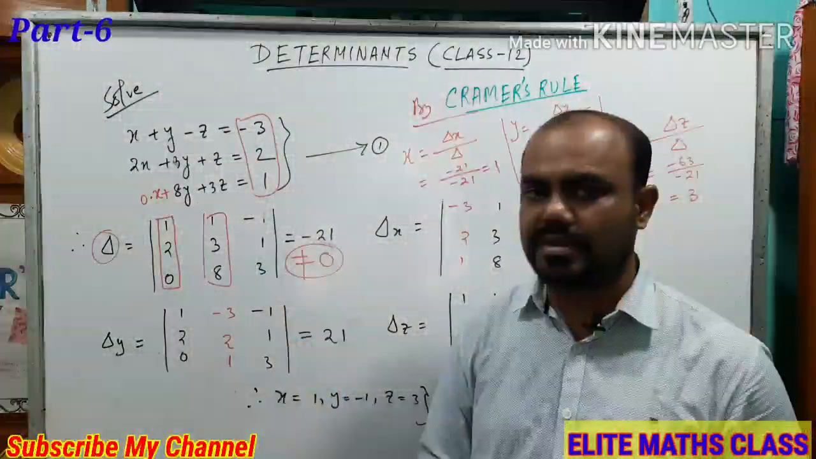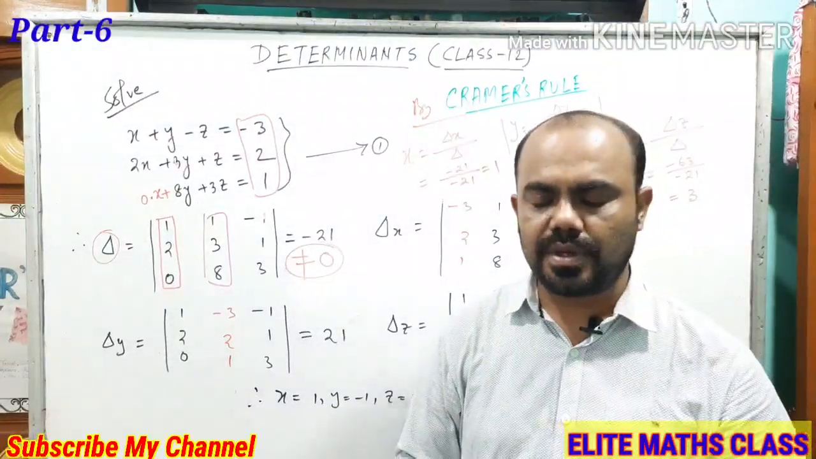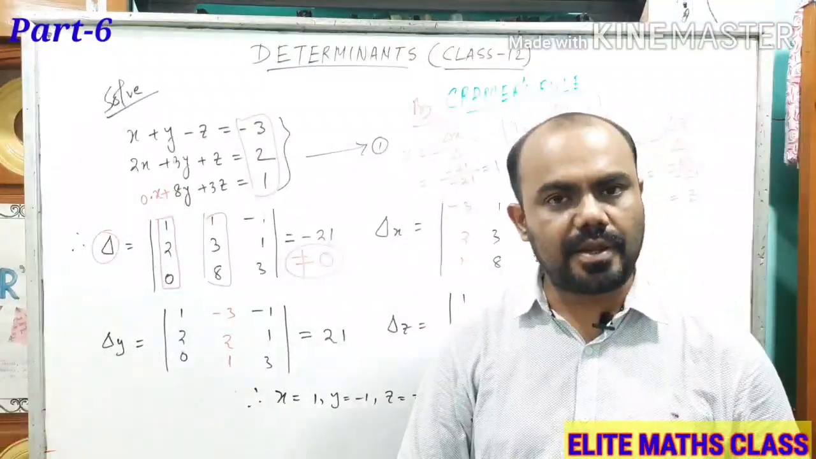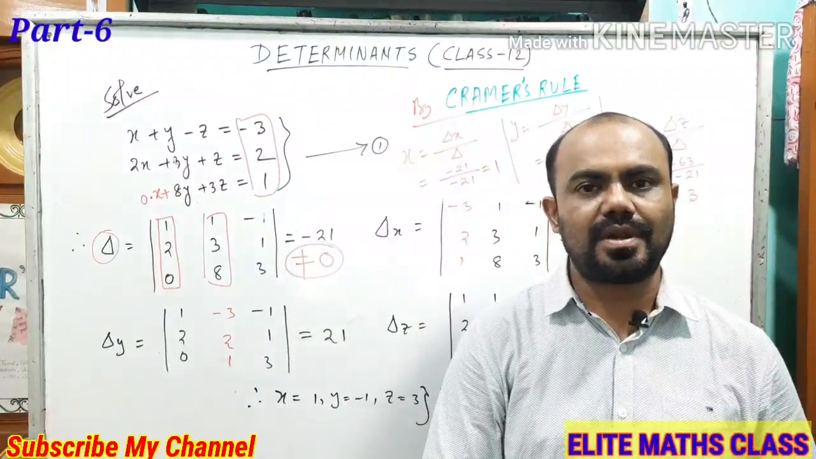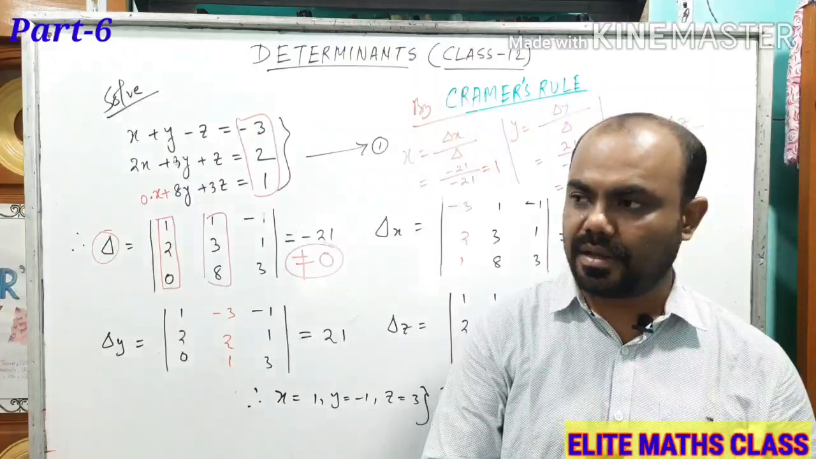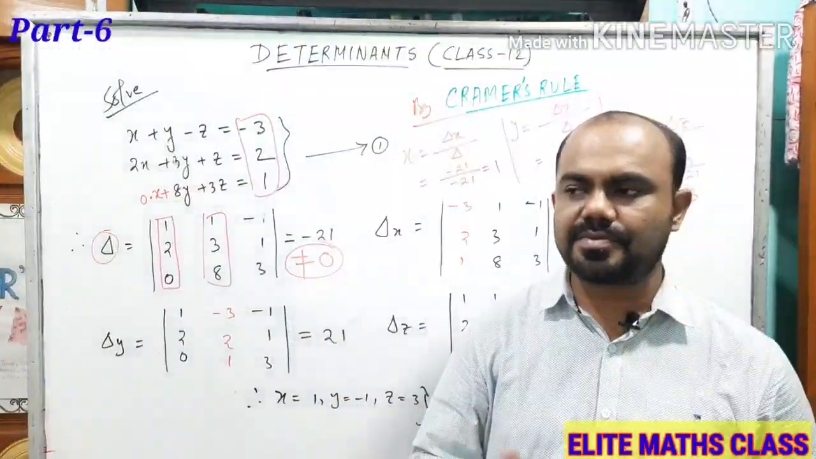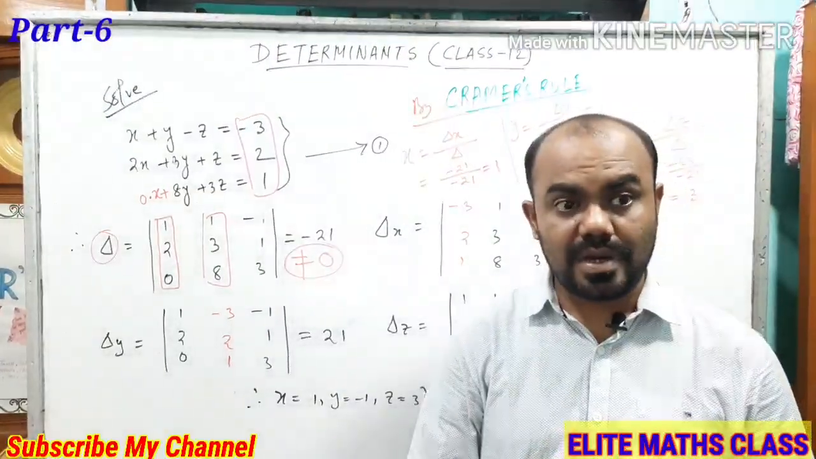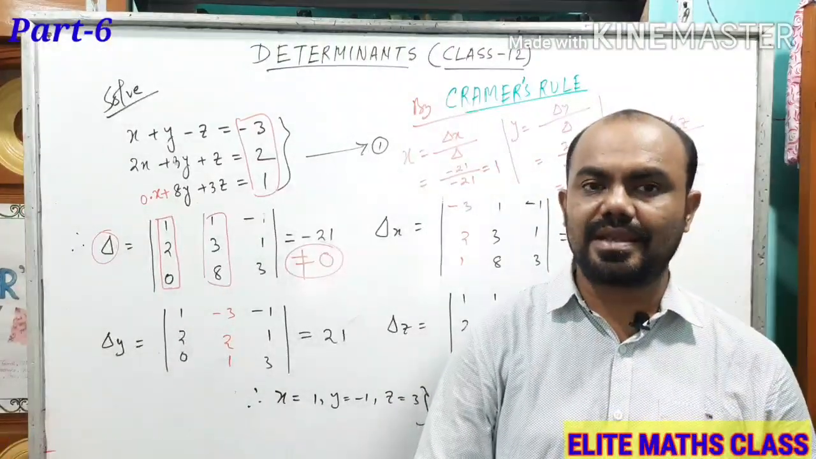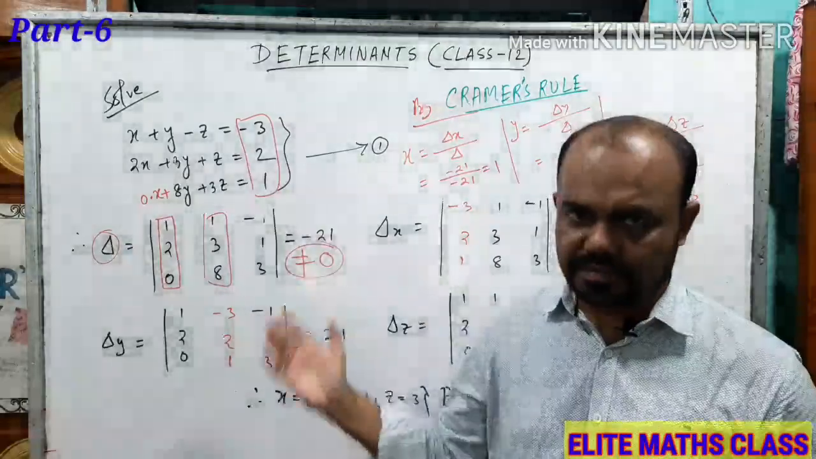So hope this Cramer's rule is clear. These are the applications of determinants according to your syllabus. In this chapter, two applications are there. One is finding the area of a triangle by using determinants, and the second one is the solution of a system of linear equations by using determinants. That is the process called Cramer's rule. Hope these are clear. In my next video, I will discuss what is consistency and inconsistency of a system of linear equations, that is the test of consistency. That is also another part of Cramer's rule.